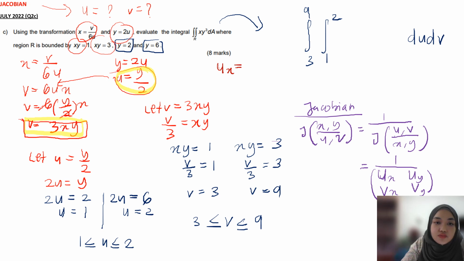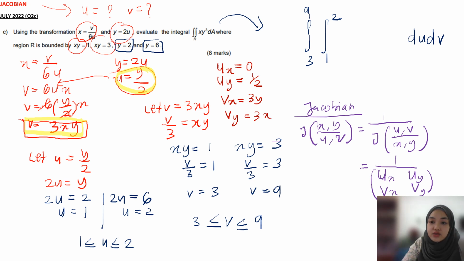Differentiate u with respect to x: you will get 0, because there's no x variable here. Differentiate u with respect to y: you will get 1 over 2. Differentiate v with respect to x: you will get 3y. V with respect to y, we get 3x.